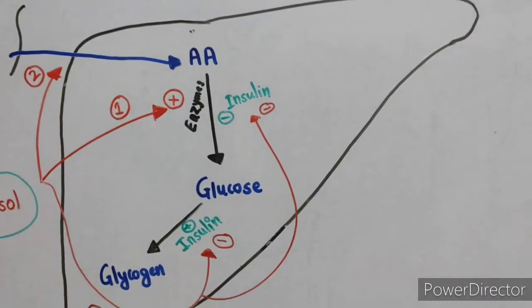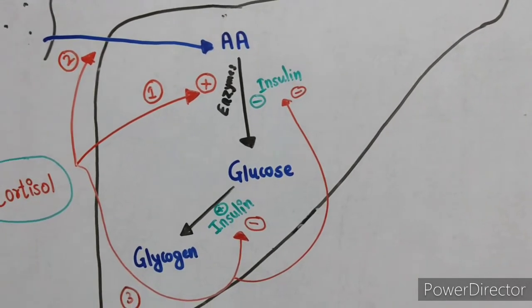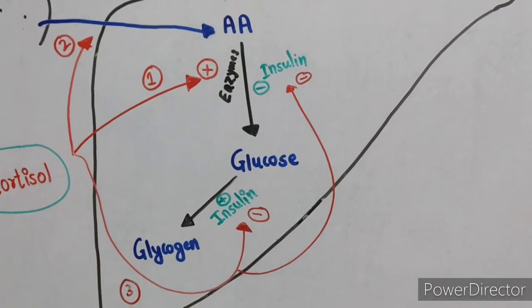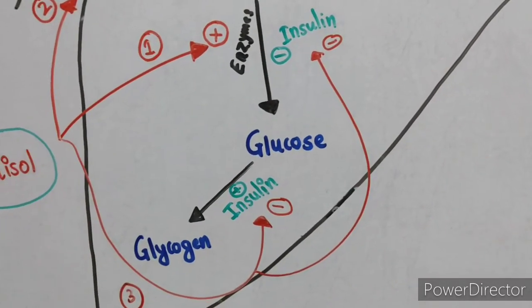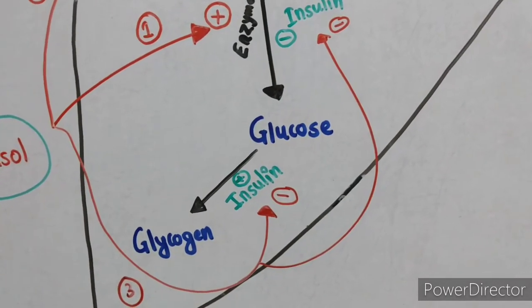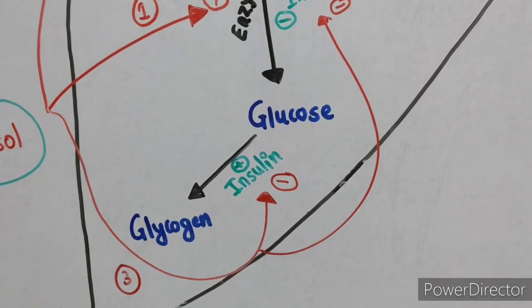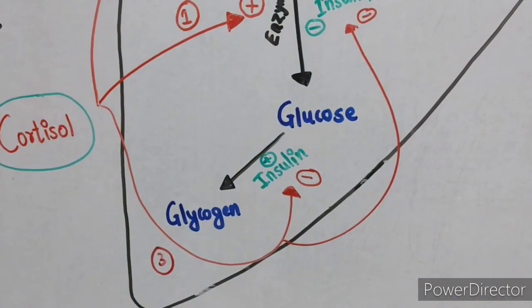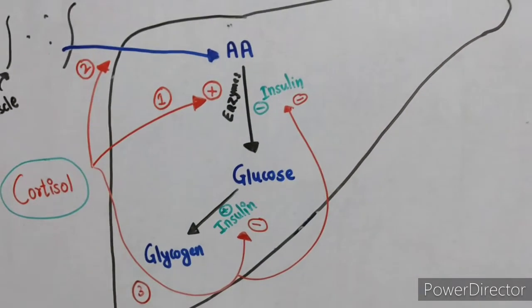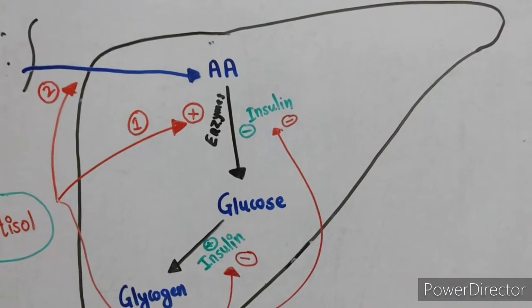Apart from gluconeogenesis in the liver, the next function of cortisol is to inhibit glycogenesis. How? The synthesis of glucose into glycogen is known as glycogenesis. Insulin stimulates enzymes involved in glycogenesis, and cortisol antagonizes the action of insulin here. So the ultimate effect of cortisol on the liver is to increase liver glucose.